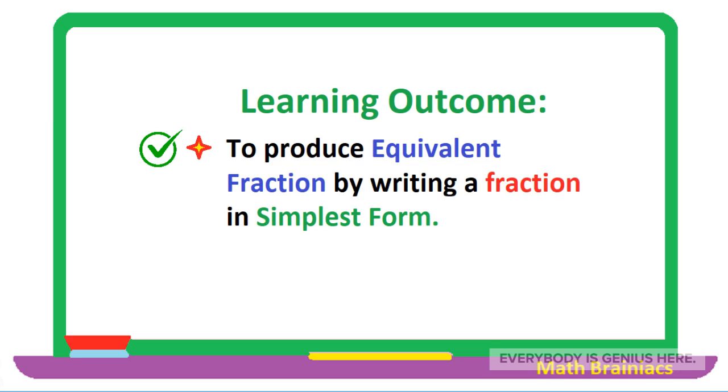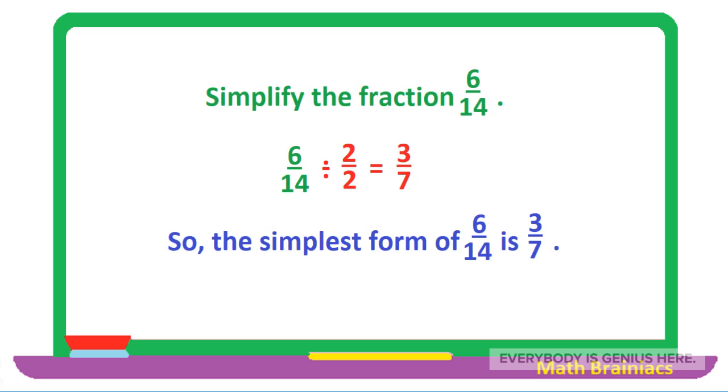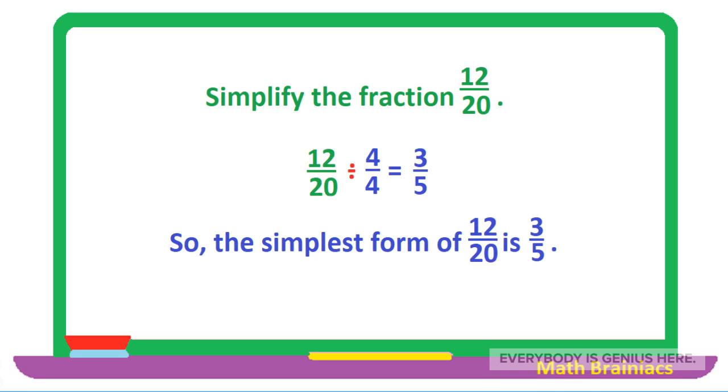Correspondingly, we have met our goal for today's lesson. We have learned how to produce equivalent fraction by writing a fraction in simplest form. To wrap it up, in simplifying fraction, we're going to divide the numerator and the denominator with the same factor. Likewise, we're going to take the biggest factor of the numerator and the denominator so that we can come up with the smallest form of fraction.